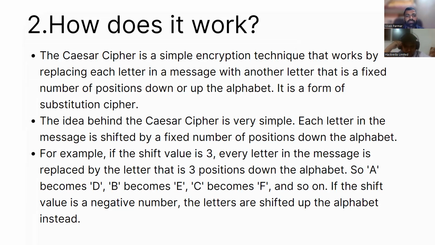Each letter in the message is shifted by a fixed number of positions down the alphabet. For example, if the shift value is 3, every letter in the message is replaced by the letter that is 3 positions down the alphabet. So A becomes D, B becomes E, C becomes F, and so on. If the shift value is a negative number, the letters are shifted up the alphabet. Let's take an example of X, where we want to move it by 3. So Y, Z, that is moved by 3, but one position is still left, so we go from Z back to A. So it will become A.